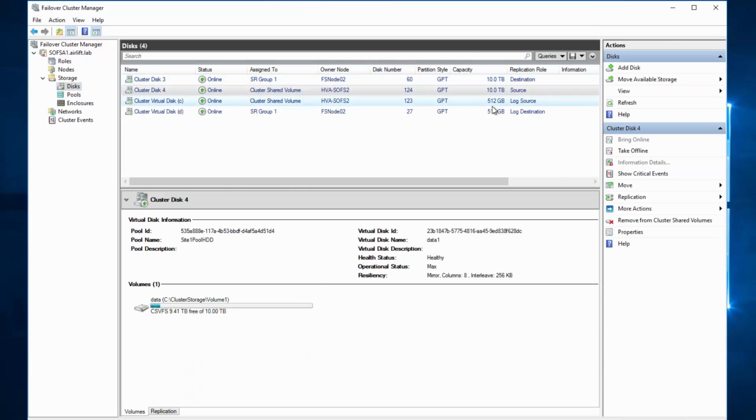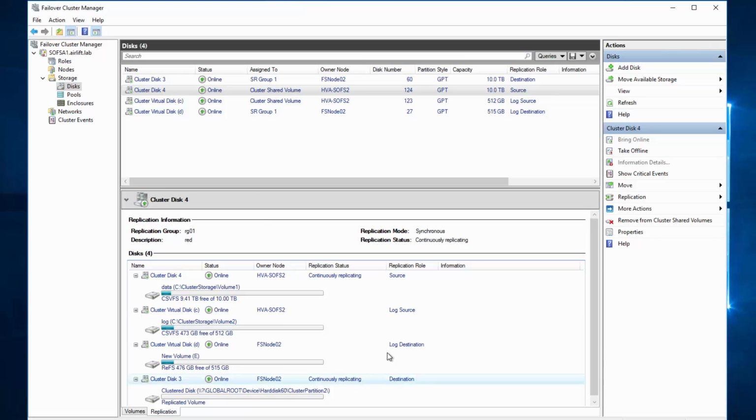Now take a look at the storage. This is where replication is configured. I have cluster shared volumes replicated with a simple wizard, continuously replicating. Notice that it says synchronous. Every I/O is synchronously replicated between the two sites, between Bellevue and Seattle. I'm not using very much of this storage for either logs or for data yet because I've got Nano, which is really saving me a ton of space.